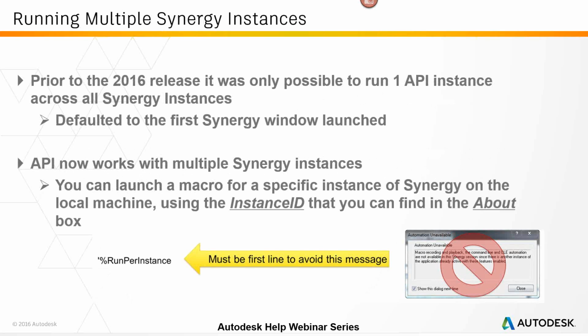Now, there is, or used to be, an issue of running multiple Synergy instances. The first window that you brought up for Synergy was usually the one that defaulted to utilizing the API. So anything from 2015 and previous, this was the case. With 2016 and future versions, we said 2017 is coming out in the near future, next month, the API can now work with multiple Synergy instances, meaning that you can load multiple Synergy windows and still be able to utilize the API, no matter which version or what instance you're in.